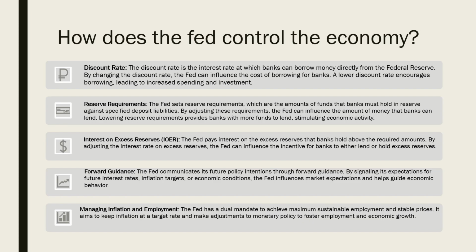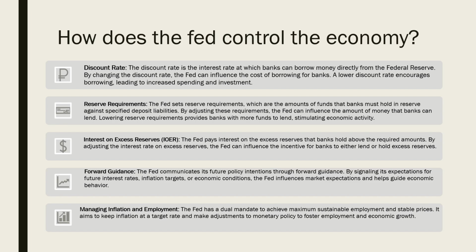Then there's managing inflation and employment. The Fed has a dual mandate of achieving maximum sustainable employment and stable prices. It aims to keep inflation at a target rate and make adjustments to monetary policy to foster employment and economic growth. Remember, inflation isn't always a bad thing, right? The one thing we hate is hyperinflation, because it means that our currency ultimately becomes valueless to some regards, when hyperinflation reaches a horrible place, let's say that. So these are a few ways that the Federal Reserve controls the economy.